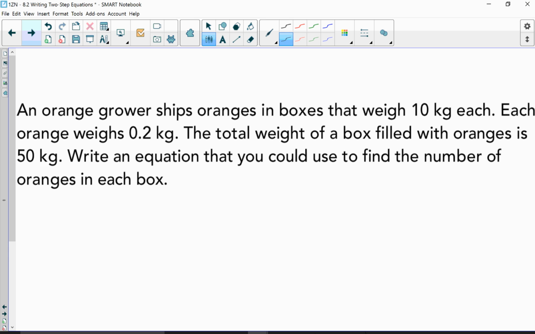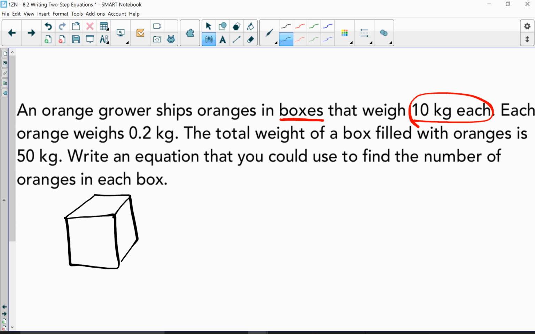All right. Upon the first read of this, it says an orange grower ships oranges in a box that weighs 10 kilograms each. What weighs 10 kilograms each? That is the box. The boxes that these oranges are shipped in weigh 10 kilograms each without any oranges in them. Okay, so I have a box. I'm a horrible artist, but I have a box, right? And you can throw things in this box. In this case, we're going to throw oranges in there.